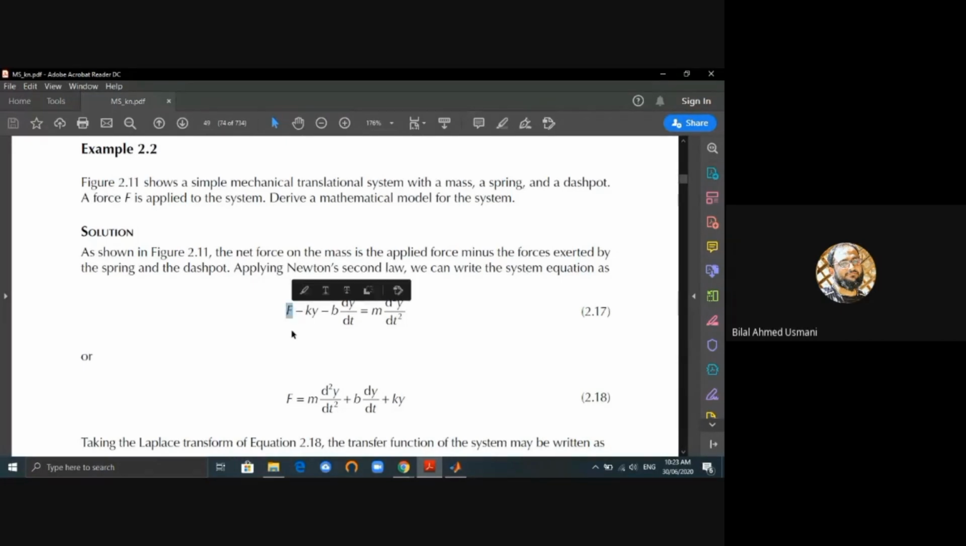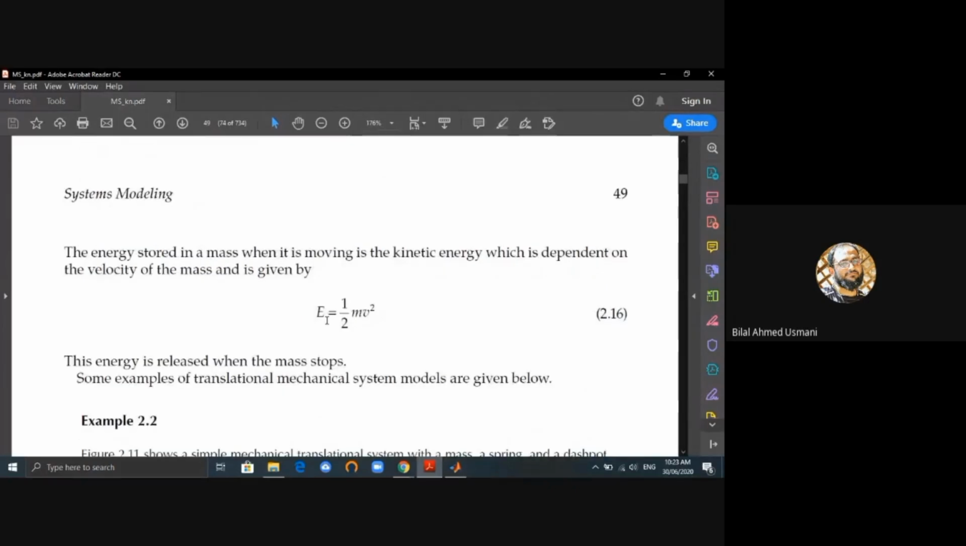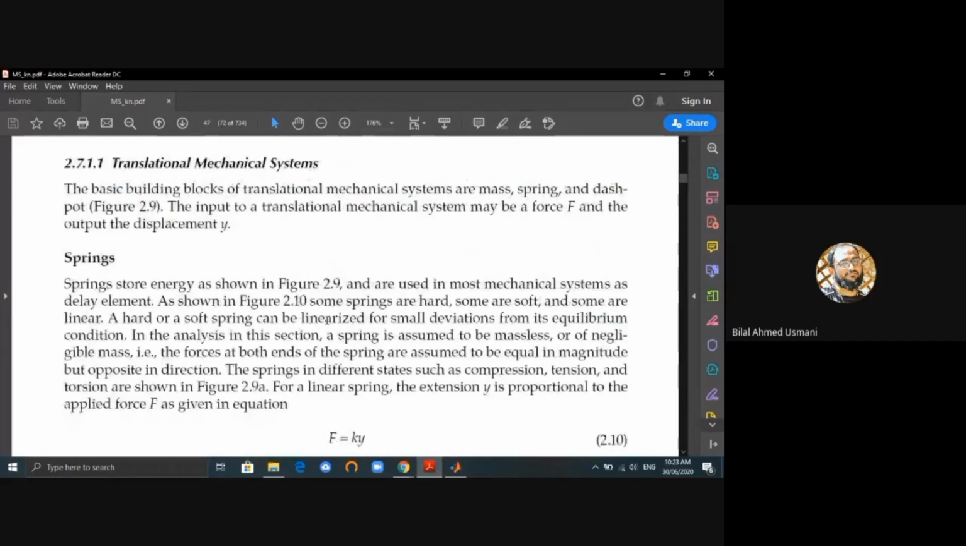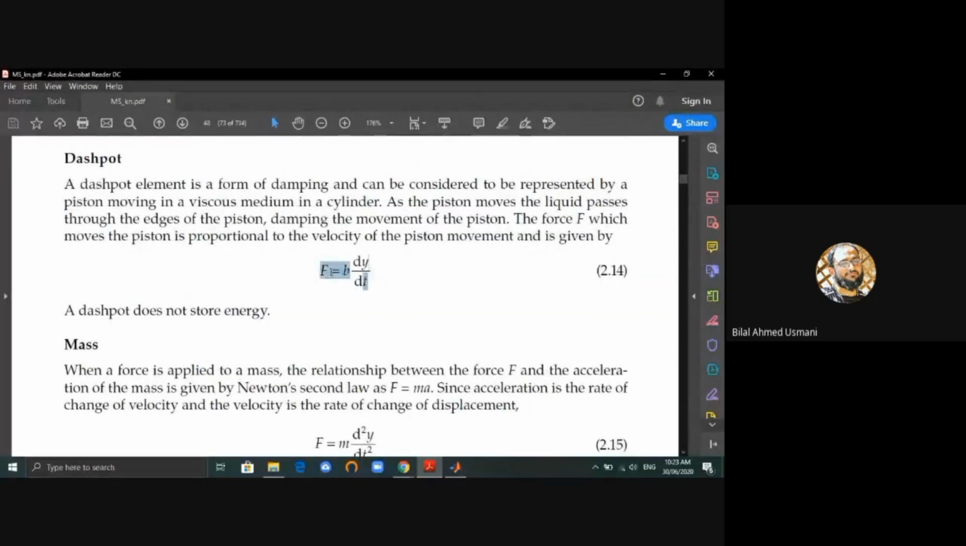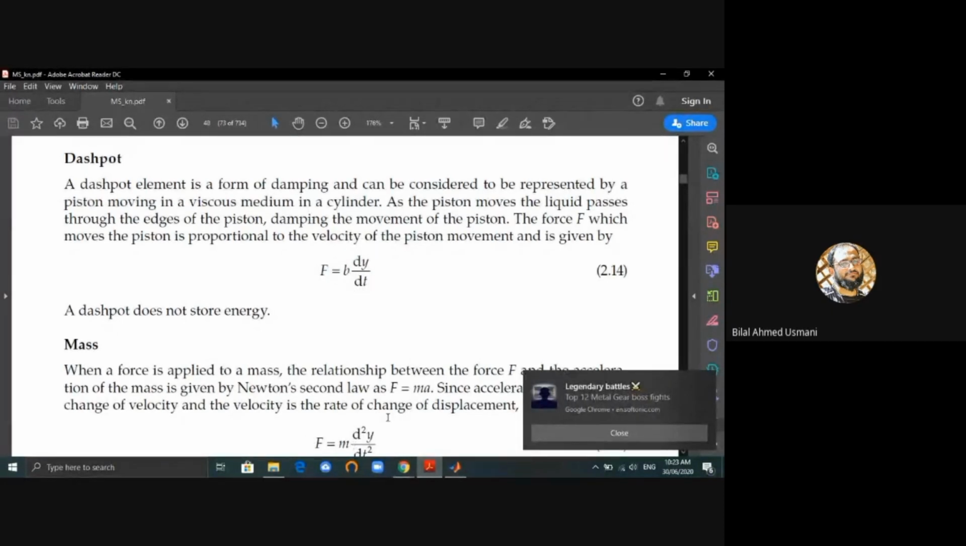You apply it externally. So the force is used to compress the spring, the first thing, and a force is exerted by the spring as a response. So the response force by the spring is actually ky, which is Hooke's law, and then the dashpot. So for a spring, F is equal to Ky. For the dashpot, F is equal to B dy by dt. For the mass, F is equal to m d square y by dt square.